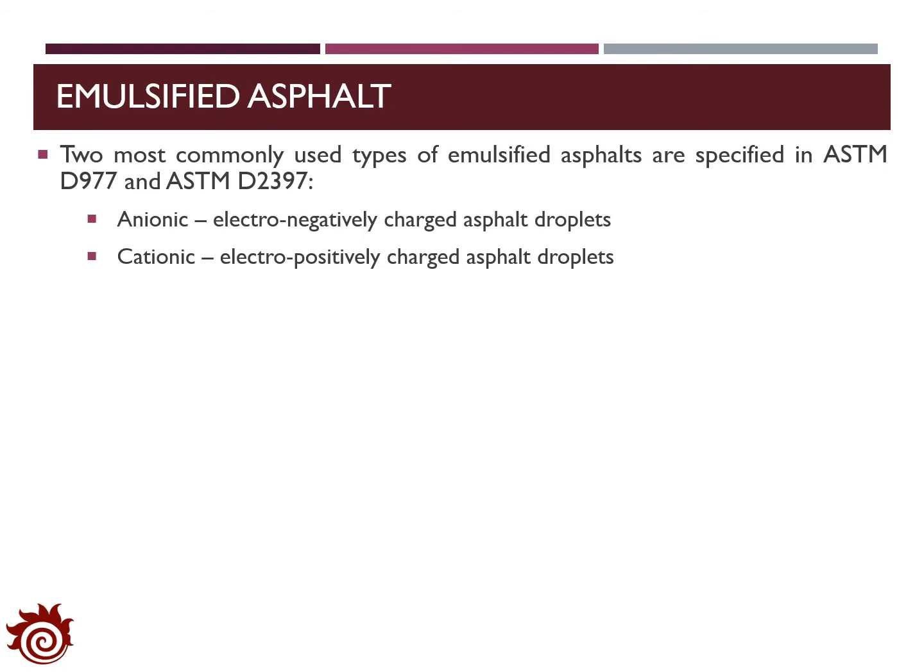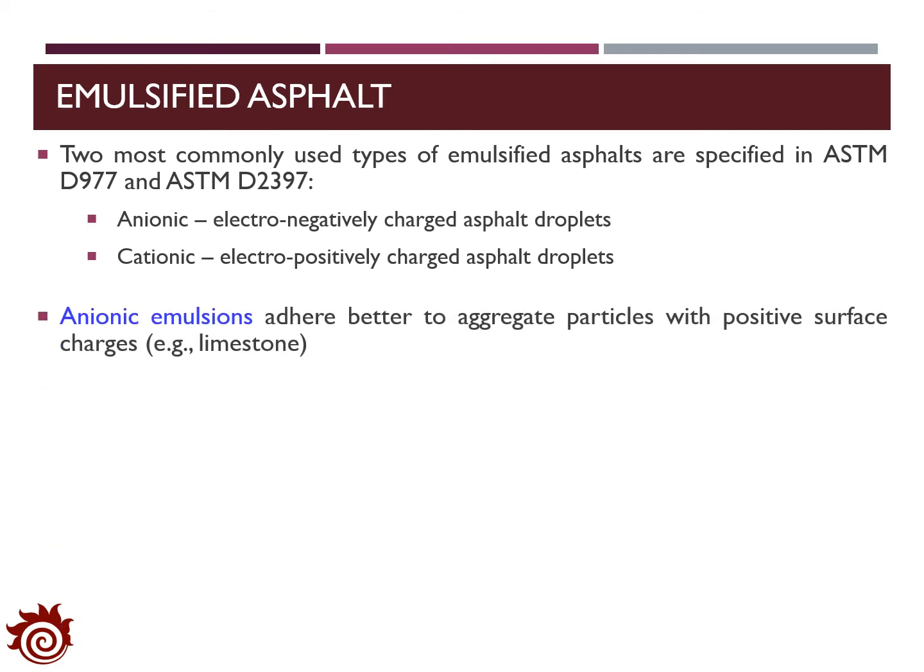ASTM defines two commonly applied emulsified asphalts. The first one is defined in D977, which is anionic emulsion. It has electronegatively charged asphalt droplets. The second one is defined in D2397, which is cationic emulsion. It has electropositively charged asphalt droplets.